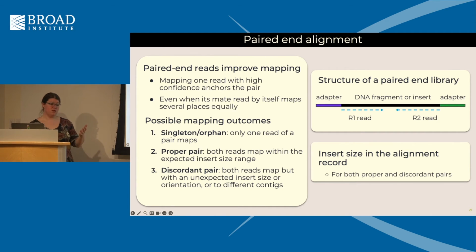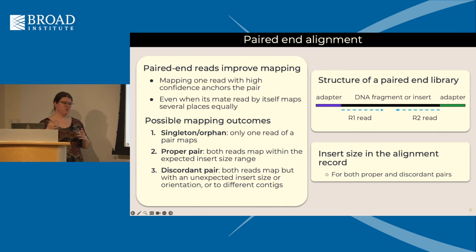You can have what's called a proper pair, where you have read 1 and read 2 aligned within some reasonable insert size. There are usually parameters set for this, where, if you're beyond a certain distance, you have the read 1 and the read 2 mapped, then you'll go from being a proper pair to a discordant pair.